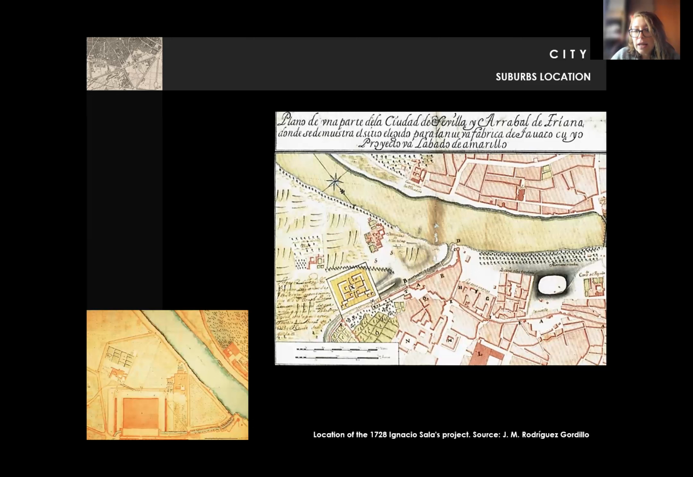And also, on the other side, as an example of a suburb factory at that moment, there was the Royal Factory of Sevilla, which was a new plant project located outside Sevilla, outside the city walls, but also very near to the port and the river, appearing in the landscape as a sort of piece of connection between the urban fabric and the field.